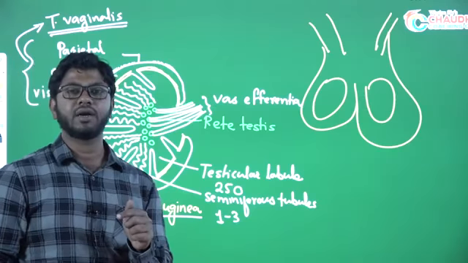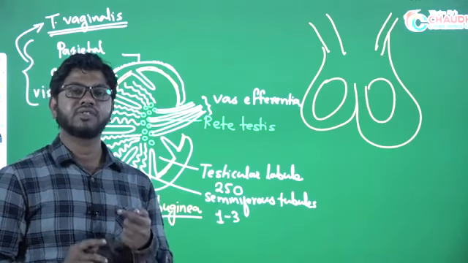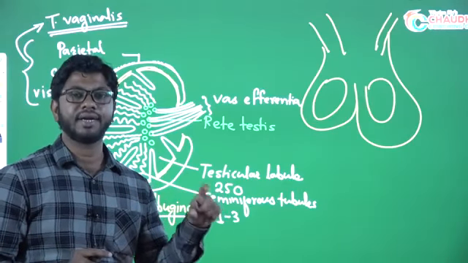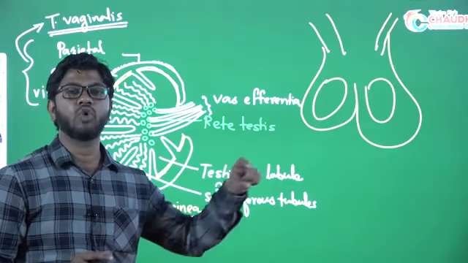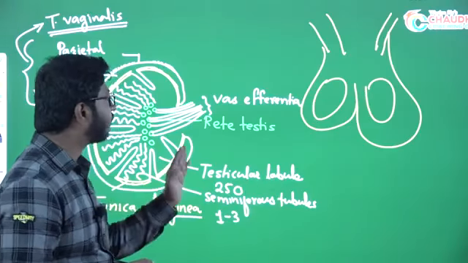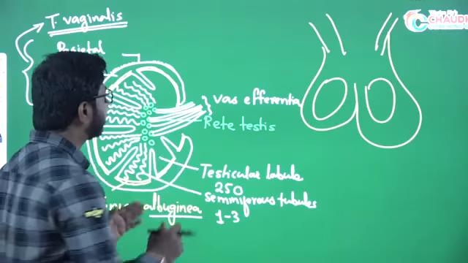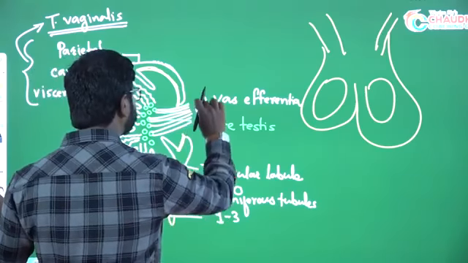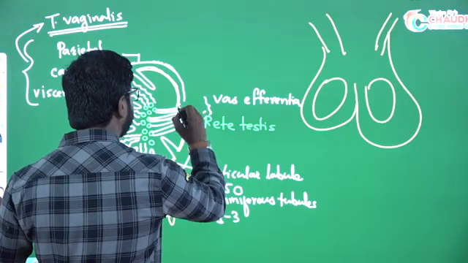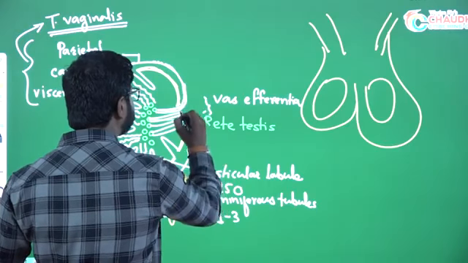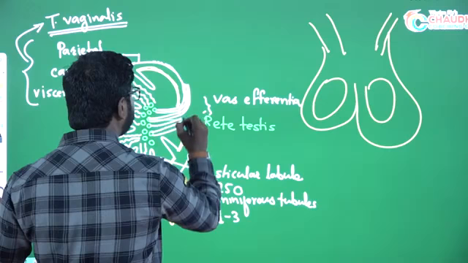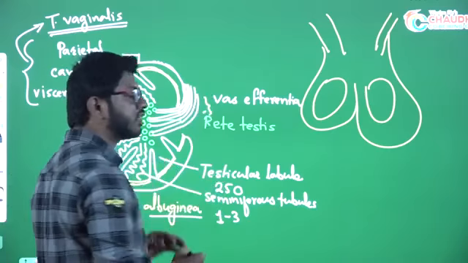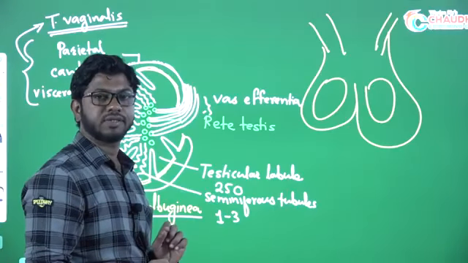So the first part in the ducts is the seminiferous tubule. Seminiferous tubules open into rete testis. Rete testis opens into the vas efferentia or vas efferens. This vas efferentia then moves in a somewhat upward direction like this, and the vas efferens opens into a broad tube-like structure which is called the epididymis.